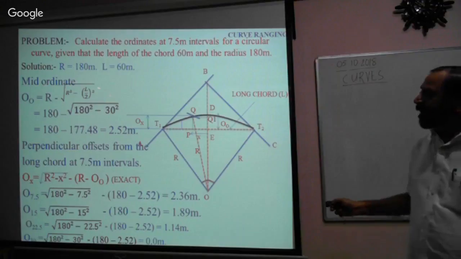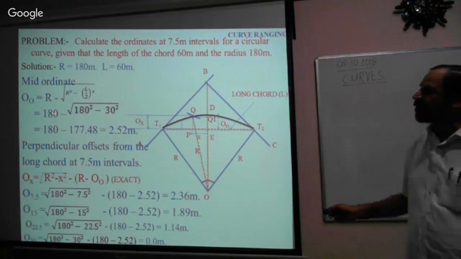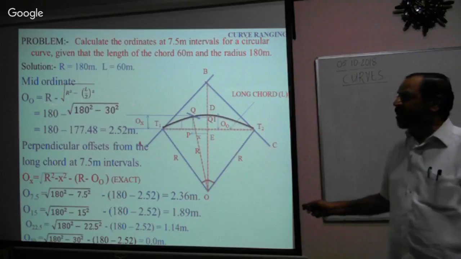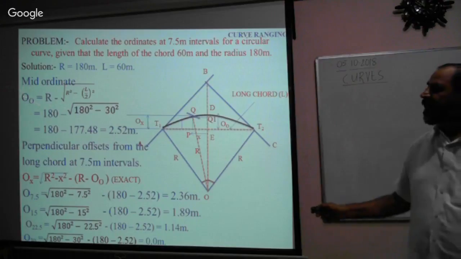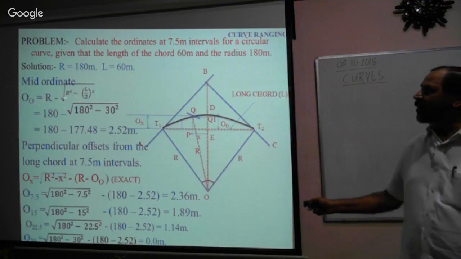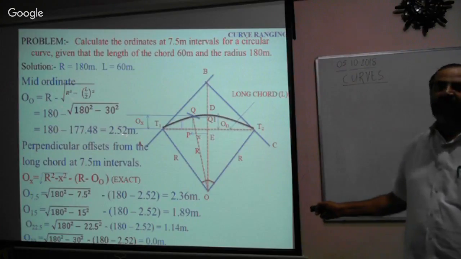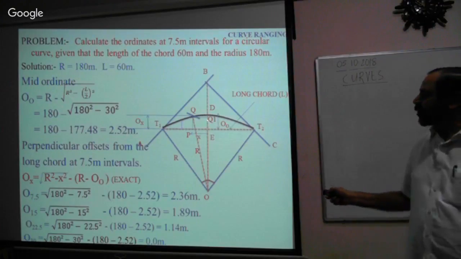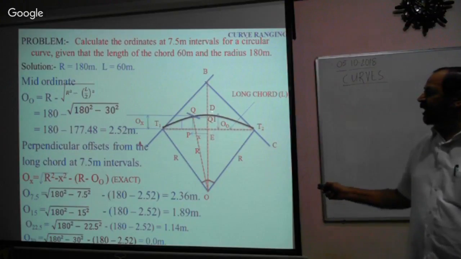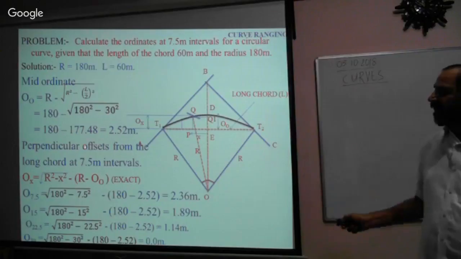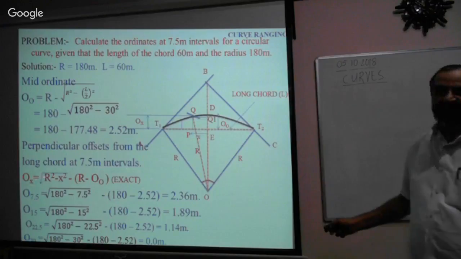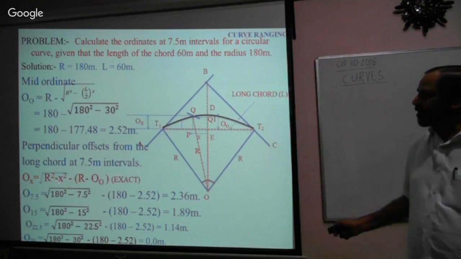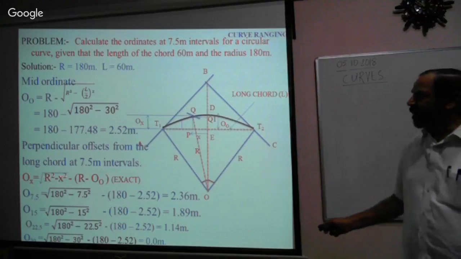So we employ the formulas we have discussed in the previous slide. Employ O0, the mid ordinate. R is known, L is known. Substituting this, we get 2.52 meter, the mid ordinate. Similarly, apply the next equation, the exact one. Now we apply this equation and substitute the values. R is known, x is known.